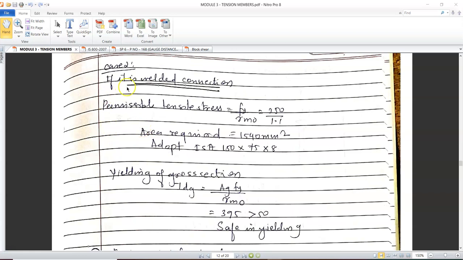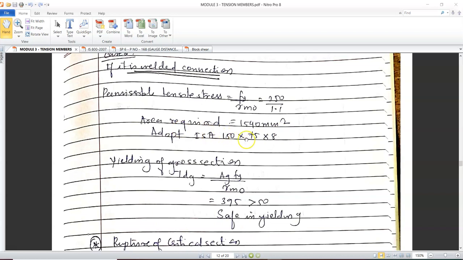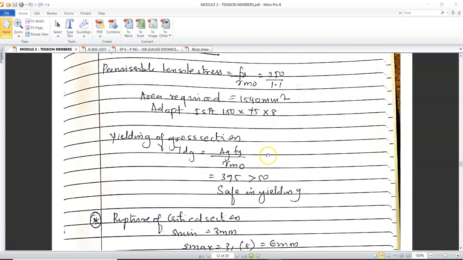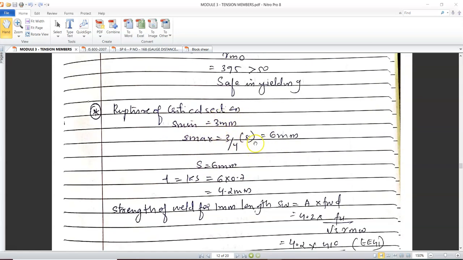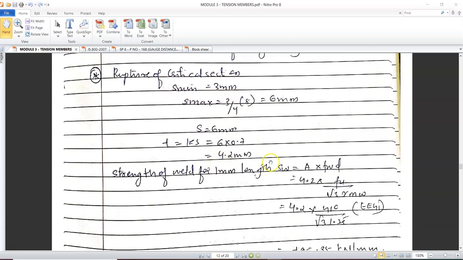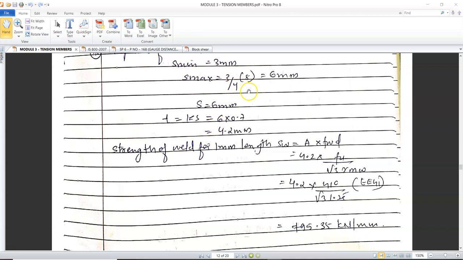Now coming to case 2, if it is a welded connection. Again, the steps will remain the same. You have to assume permissible tensile stress, that is 250 by 1.1, and calculate the area required, the same way as in the earlier case. So we adopt ISA 175 into 50 into 8. You have to check for yielding of gross section and rupture of critical section. Before checking for rupture, you have to design the welded connection, like you have already done in module 2. So assume the size of the weld.